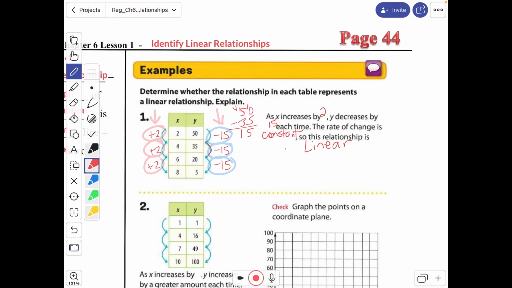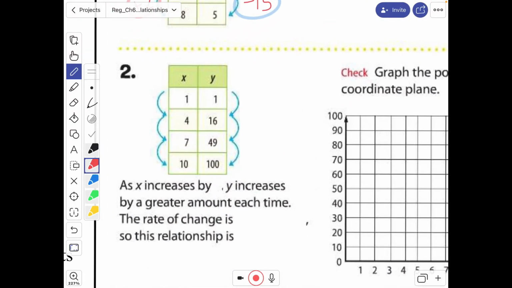Let's check example 2. Again, we want to check the x's and see it's increasing by 3. And then from 4 to 7, it increased by 3 again. And from 7 to 10, it increased by 3. It looks like the y's are also increasing this time. So from 1 to 16, that's plus 15. From 16 to 49, though, that's increasing by 33. It got bigger, so it's still increasing. And the next one's increasing by 51.